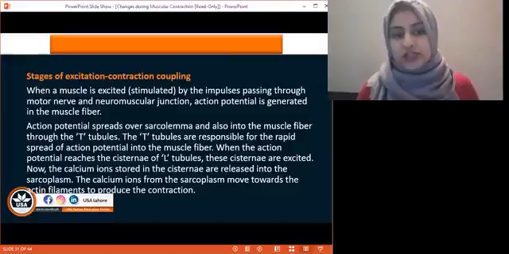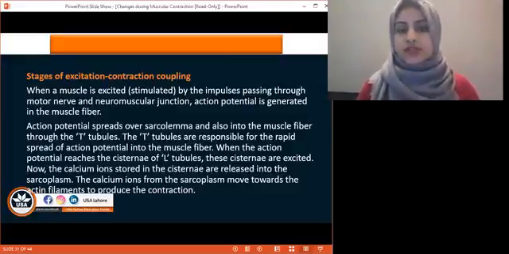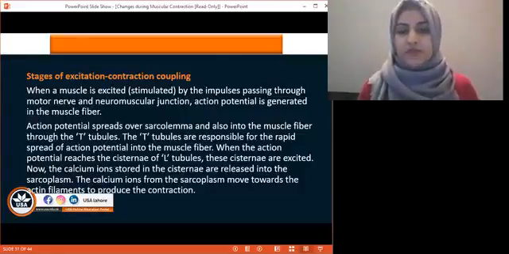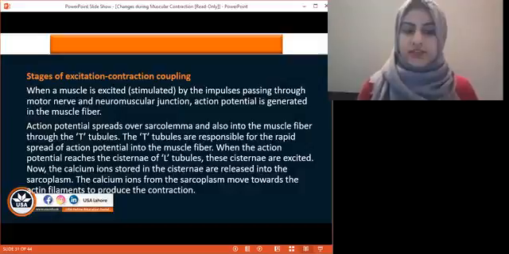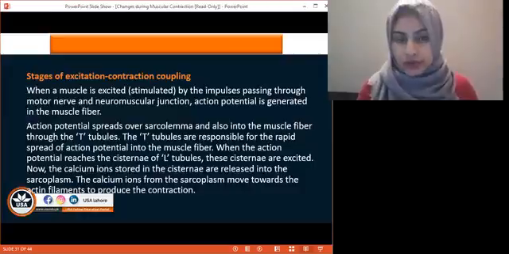And when the action potential reaches the cisternae of L tubules from T tubules, these cisternae are excited. And when these cisternae are excited, the calcium which was stored inside the cisternae is released into the sarcoplasm. And the calcium from the sarcoplasm now moves towards actin filaments to produce the contraction.